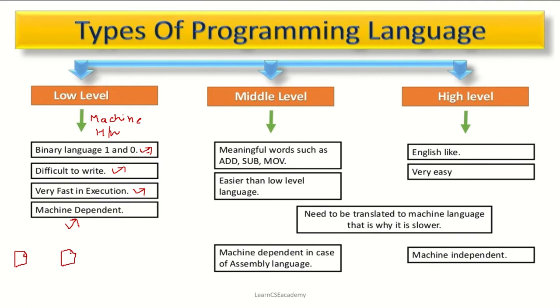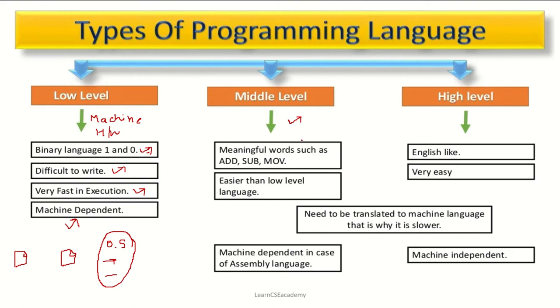A machine's specifications include what type of operating system it is, how much data it can transfer at one go, and what the processor types are. All of these things we have to take into consideration before writing a program in a low level language.